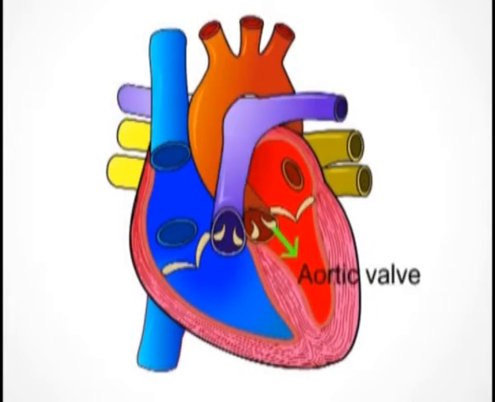Aortic valve, which has three semilunar valves, is present at the origin of aorta in the left ventricle, allows oxygenated blood to flow from left ventricle to aorta or systemic artery and then to different parts of the body.